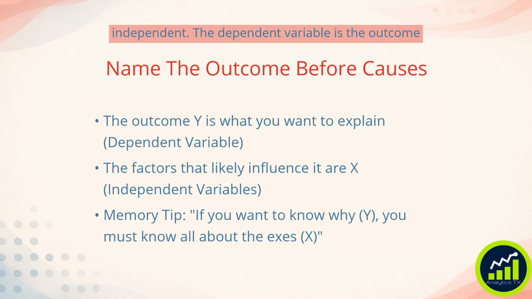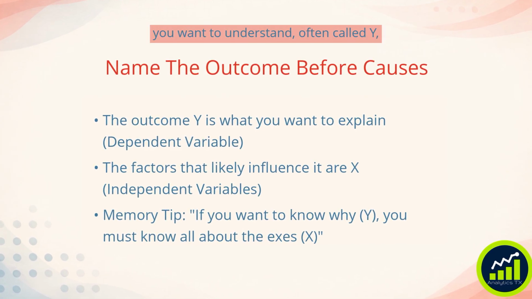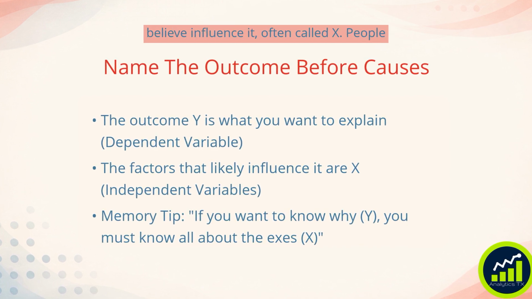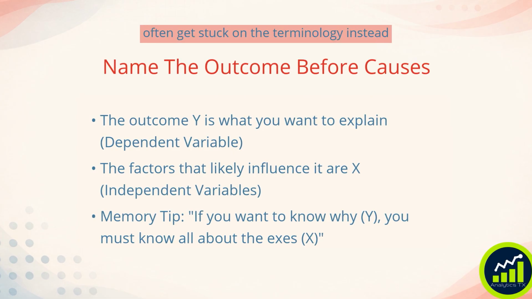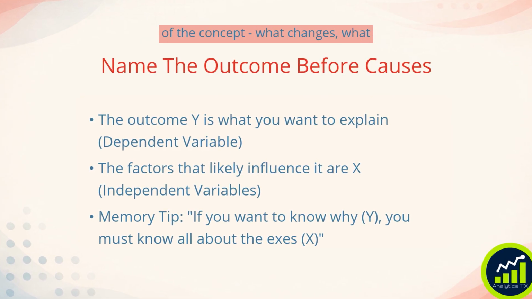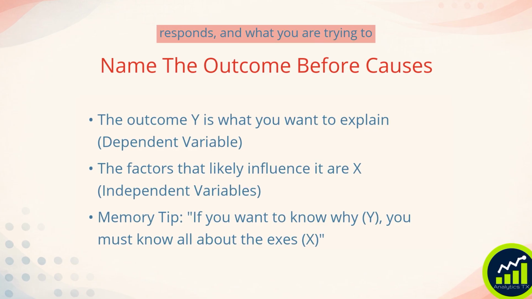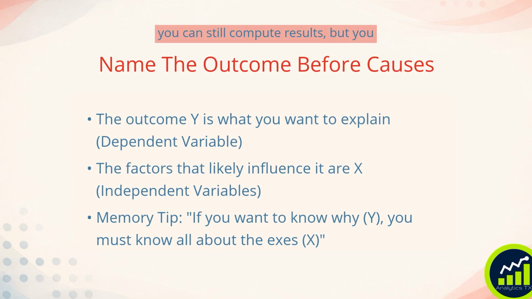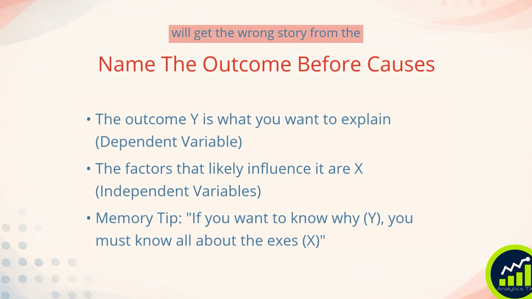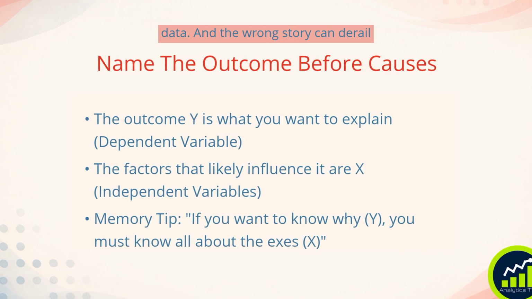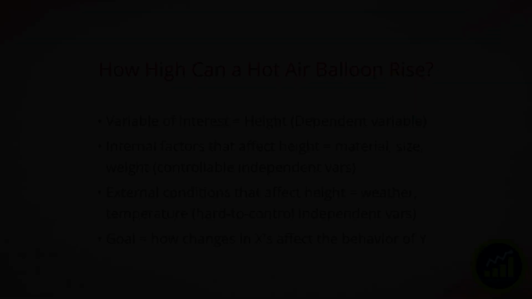The dependent variable is the outcome you want to understand, often called Y. And independent variables are the factors you believe influence it, often called X. People often get stuck on the terminology instead of the concept: what changes, what responds, and what you are trying to explain. If you mislabel X and Y, you can still compute results, but you will get the wrong story from the data. And the wrong story can derail your decisions.